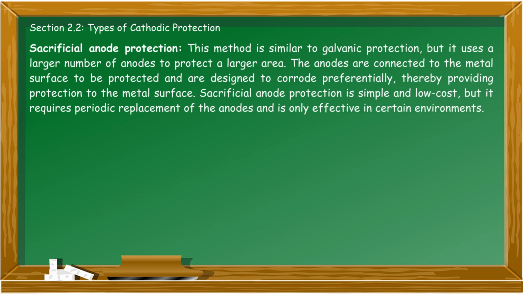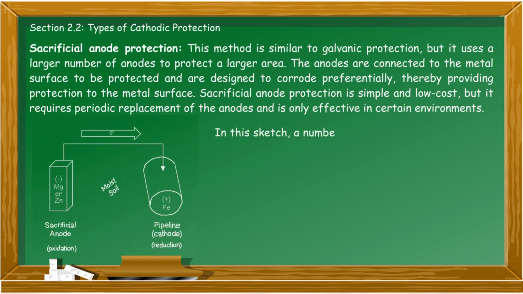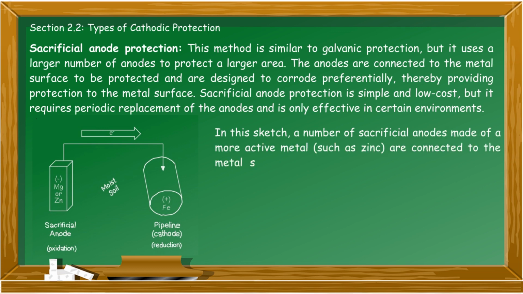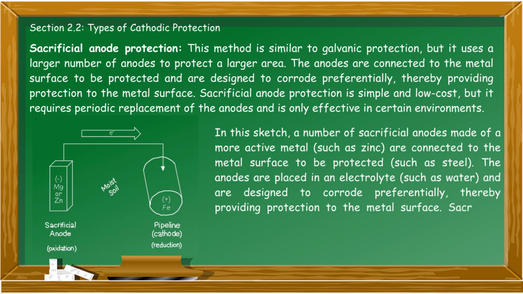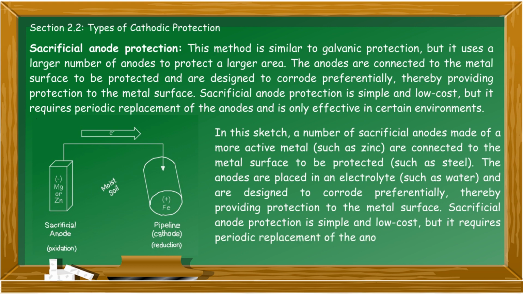in certain environments. In this sketch, a number of sacrificial anodes made of a more active metal, such as zinc, are connected to the metal surface to be protected, such as steel. The anodes are placed in an electrolyte, such as water, and are designed to corrode preferentially, thereby providing protection to the metal surface. Sacrificial anode protection is simple and low cost, but it requires periodic replacement of the anodes and is only effective in certain environments.